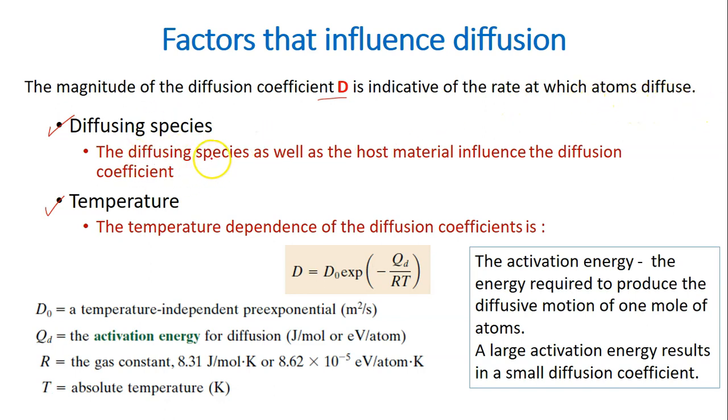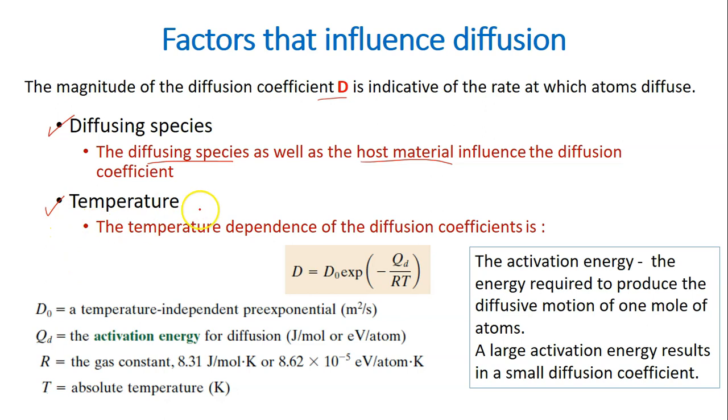Okay, so the diffusing species as well as the host material have great influence on the diffusion coefficient. Both the diffusing species and the host material influence this diffusion coefficient, which is D. I will show you one table after this, and you can see that the magnitude of the diffusion coefficient is different for different combinations of species and host material.